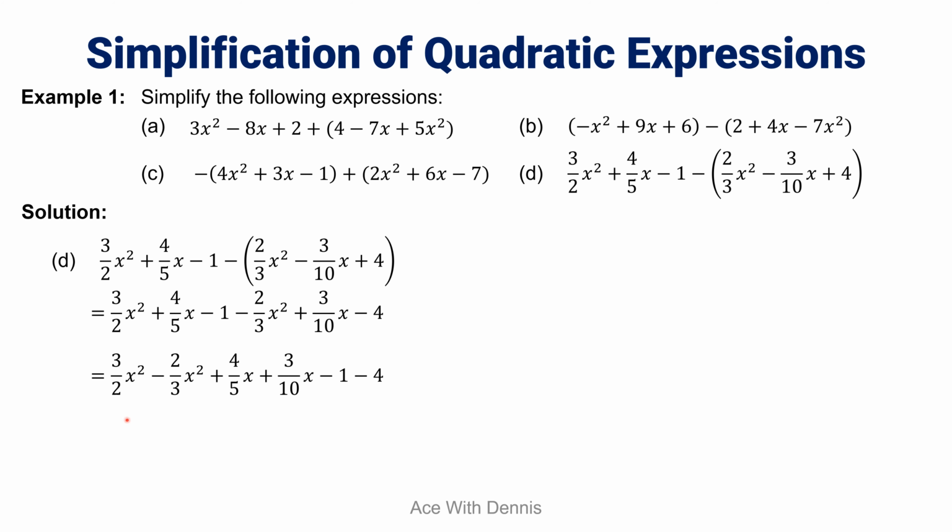Okay, then after that, the next step is we group the like terms together. So start with the x squared term, 3 over 2x squared minus 2 over 3x squared, followed by the x term, 4 over 5x plus 3 over 10x, and the next is the constant term, negative 1 minus 4. Hence, the answer is 5 over 6x squared plus 11 over 10x minus 5.